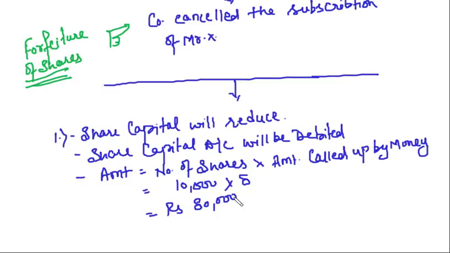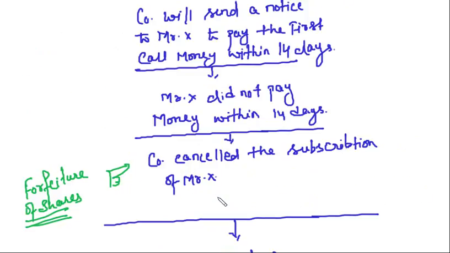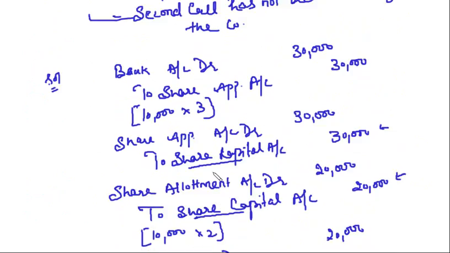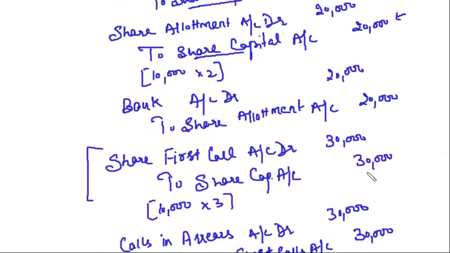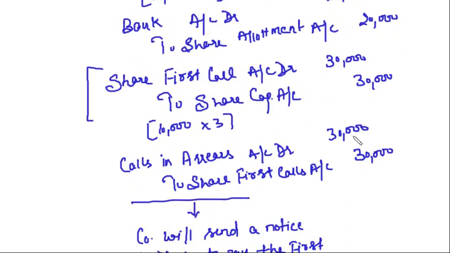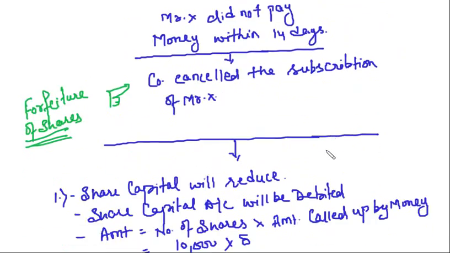Remember this amount: called up by the company. Because we cannot reverse the amount that has not been called by the company. Even see the journal entries: share capital 30,000, share capital 20,000 and share capital 30,000, total 80,000. The second call has not been made. We cannot make this due. Right? So this is what we are doing.